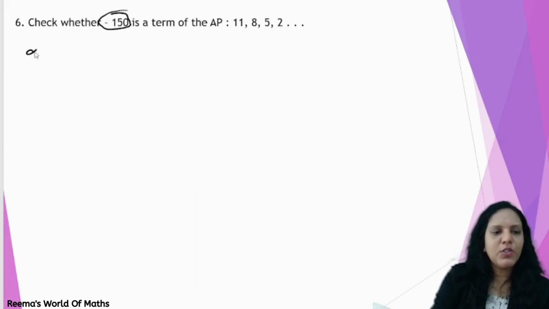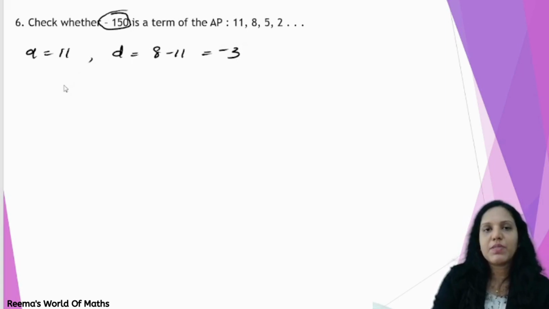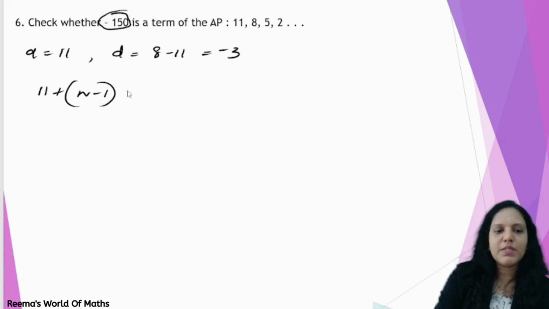So A equals 11, and the common difference is A2 minus A1, which is 8 minus 11, which is minus 3. So let's put that in the formula. If minus 150 is the nth term, let's write that as a plus, 11 plus n minus 1, we don't know the position of that, n minus 1 into d, which is minus 3, equals minus 150.